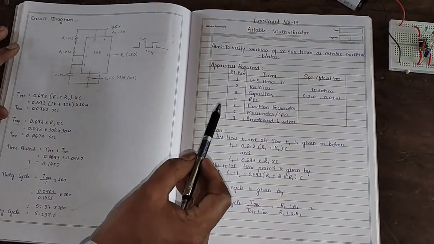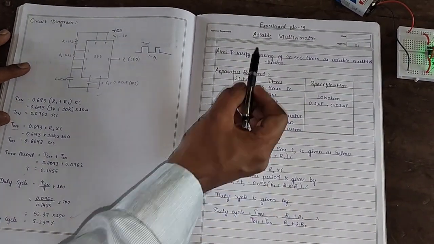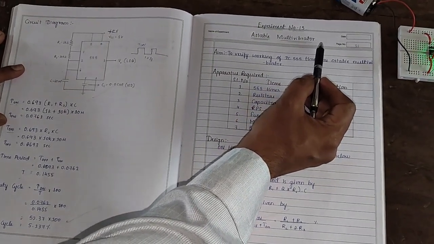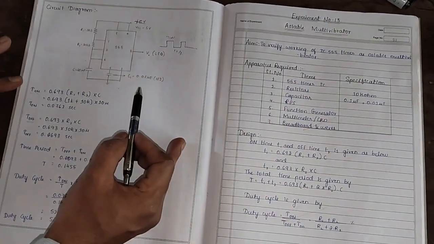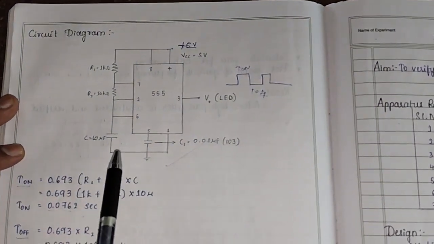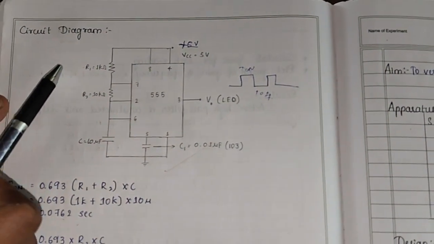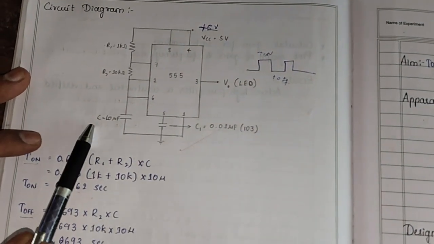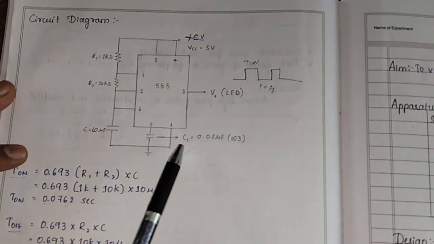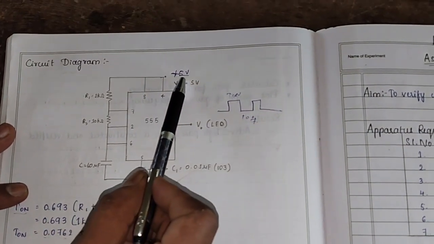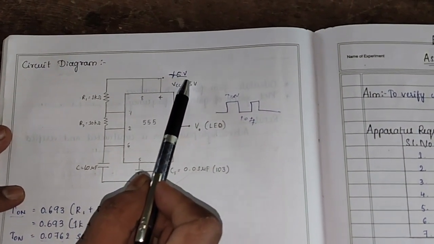In this video, I will show you how to build an astable multivibrator using the IC 555 timer. This is the circuit of an astable multivibrator. It consists of two resistors, R1 and R2, and two capacitors, C and C1. Pins 8 and 4 are connected to +VCC, which is 5 volts.